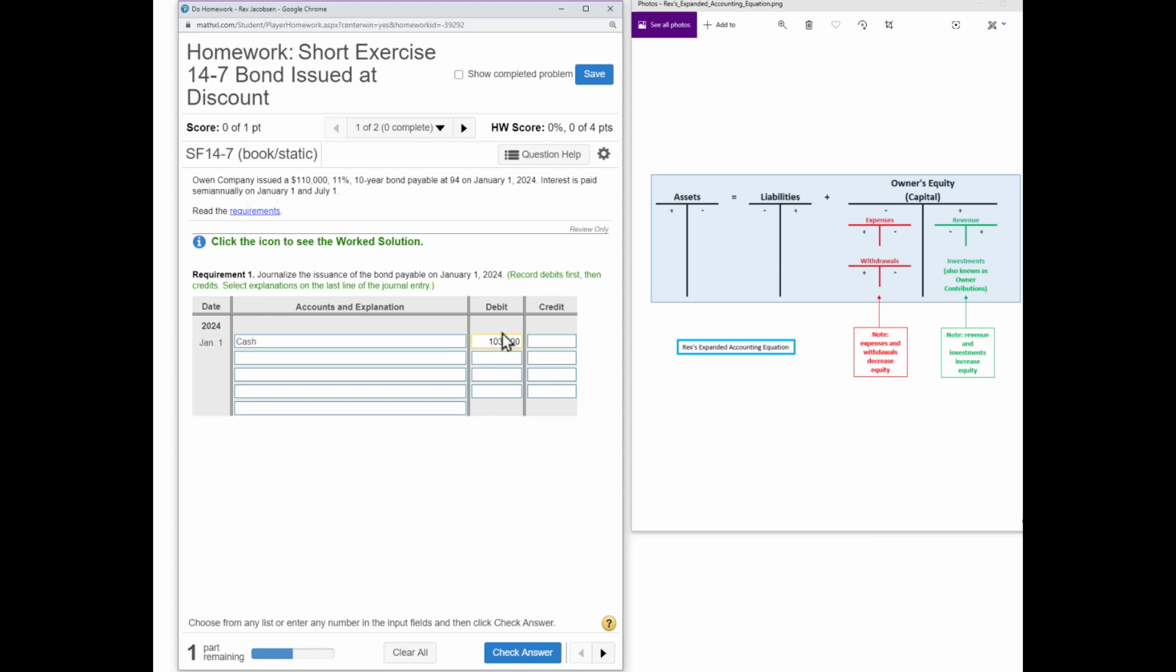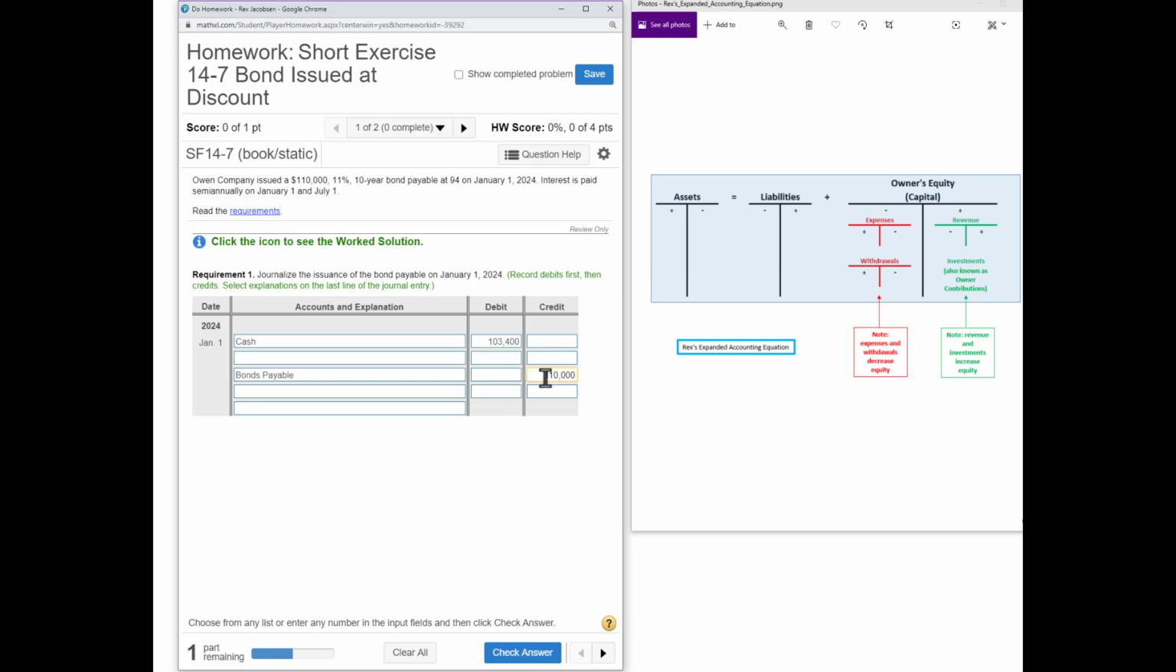103,400. And we also know we have a liability now. So we need to increase the liability. How do we increase liabilities? With a credit. So I'm going to skip a line, as you'll see why. So we have bonds payable. So in 10 years, we're going to have to pay $110,000. Because when the bonds mature, we have to pay the face value.